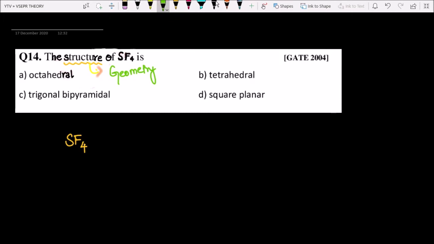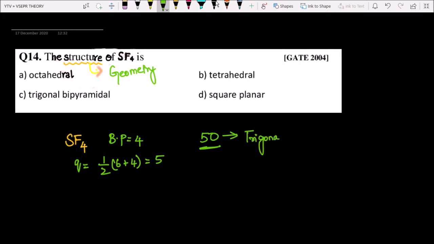For geometry, just find the quotient value. So the bond pair is equal to 4. What about the quotient value? Half into 6 plus 4, so quotient is equal to 5, right? If quotient is equal to 5, consider it as sp3d. If it is sp3d, what is the geometry? The geometry is going to be trigonal bipyramidal.